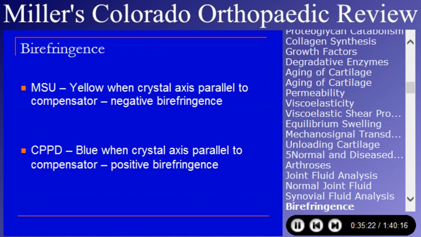Birefringence is the property. Monosodium urate crystals are yellow when the crystal axis is parallel to the compensator. They're also little needle-shaped crystals. This yellow parallel is called negative birefringence. Calcium pyrophosphate disease, the other common inflammatory crystal that you bump into, on the other hand, is blue when the crystal axis is parallel to the compensator. It tends to be short and squatty as opposed to needle-like, and the blueness is positive birefringence.